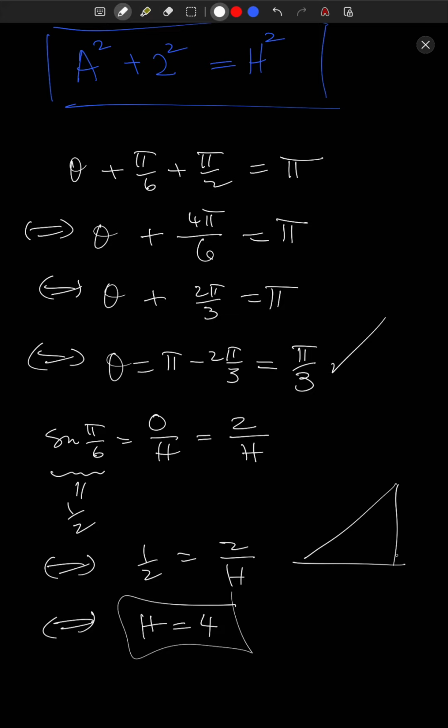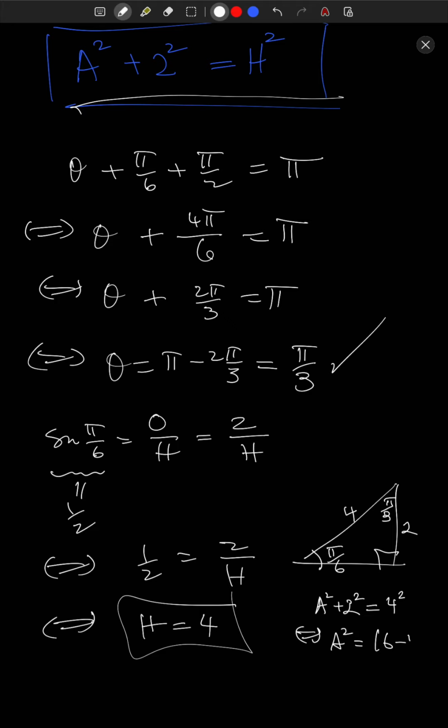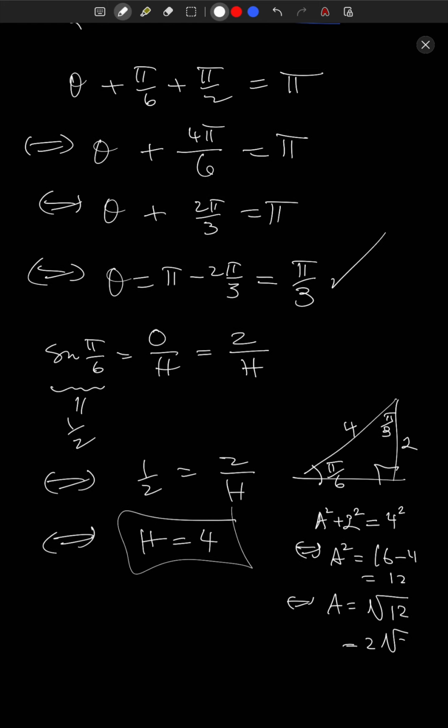So let me update our picture. Now we have a right angle there. We know this is pi over 6, and that's pi over 3. We were told this was 2, and we just figured out that h was 4. At this point, we could use the Pythagorean theorem. a squared plus 2 squared is equal to h squared, which is 4 squared. That would tell me a squared is equal to 16 minus 4, which is 12, and so a is equal to plus or minus root 12. But we're talking about an actual triangle here, so it can't be negative root 12, so it has to be positive root 12. If I simplify that, that would be 2 root 3. That's one way to do it if we wanted to use the Pythagorean theorem.